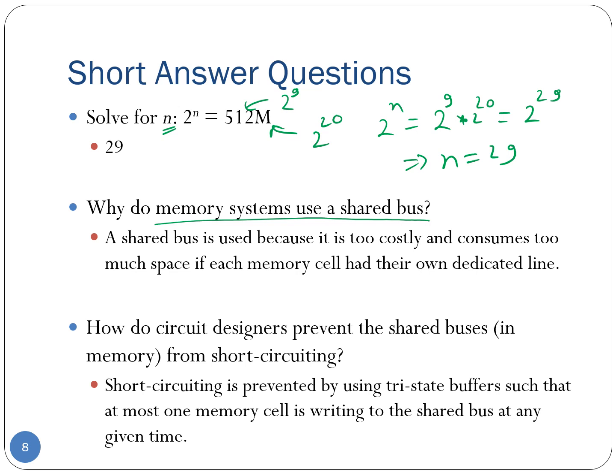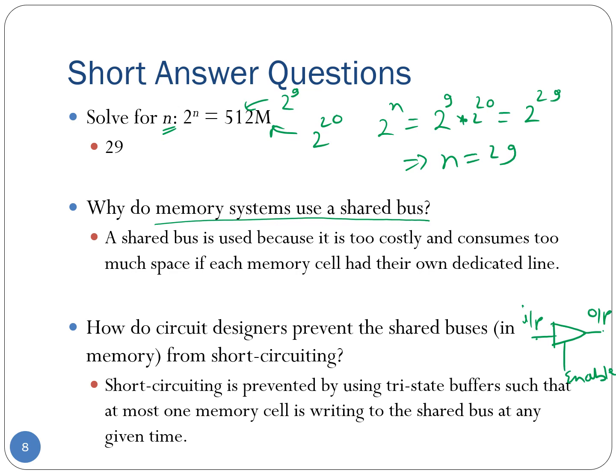So recall in the class we talked about this tri-state buffer, right? You may recall that this is the input and this is the output, and there was an enable line with this tri-state buffer. Using this enable line, we could either connect or disconnect the input from the output. So essentially these tri-state buffers are used to prevent short circuiting.